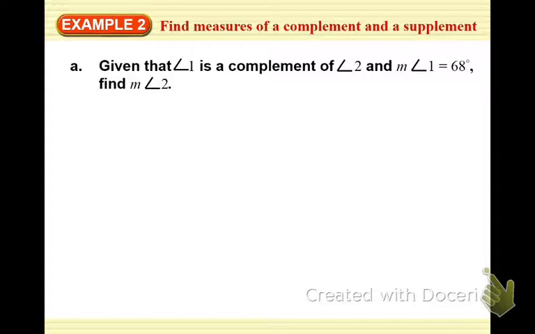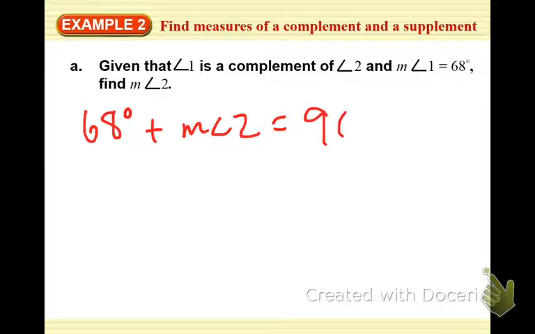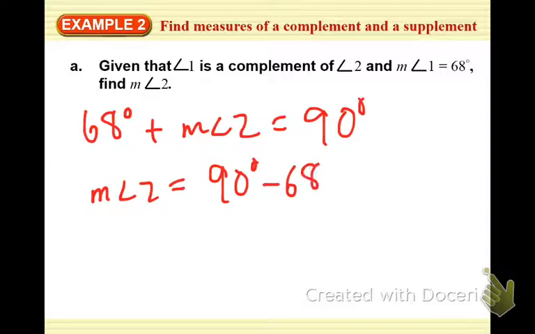He said that 68 degrees plus the measure of angle 2 is equal to 90. And then he solved, right? So that would be the measure of angle 2 equals 90 minus 68, which is equal to 22. Measure of angle 2 equals 22 degrees.